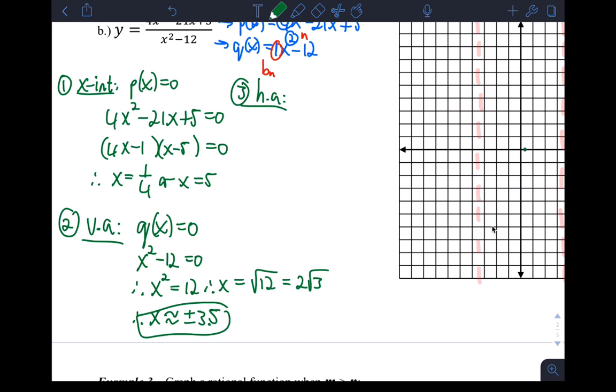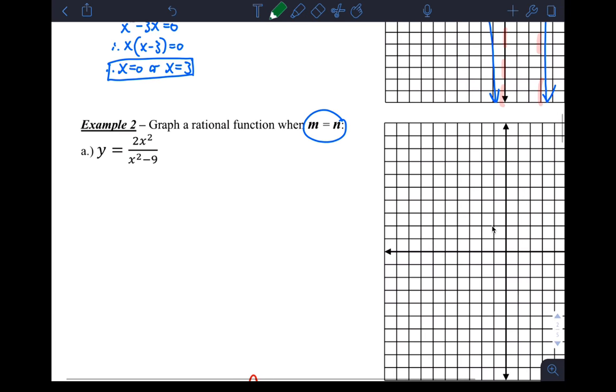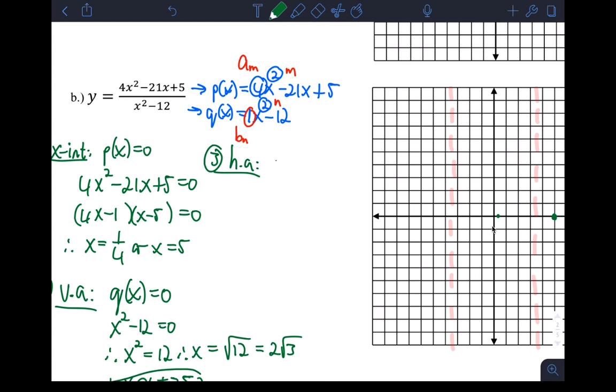And the last question is, what is the horizontal asymptote? Now we have the case where m equals n. So m is equal to 2 over here, which is equal to n, which is also 2.